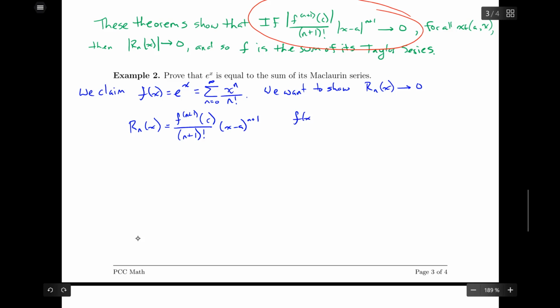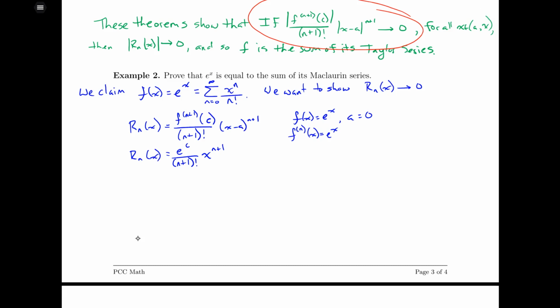Now in this case, f of x is e to the x, and a is equal to 0 because we're using a Maclaurin series. So r sub n of x is going to be the n plus first derivative of e to the x. Well, any derivative of e to the x is e to the x, so we just get e to the x, or in this case, we're plugging in c, so we get e to the c over n plus 1 factorial times x minus a. Well, a is 0, so we get x to the n plus 1. Here is the Lagrange form of our remainder.